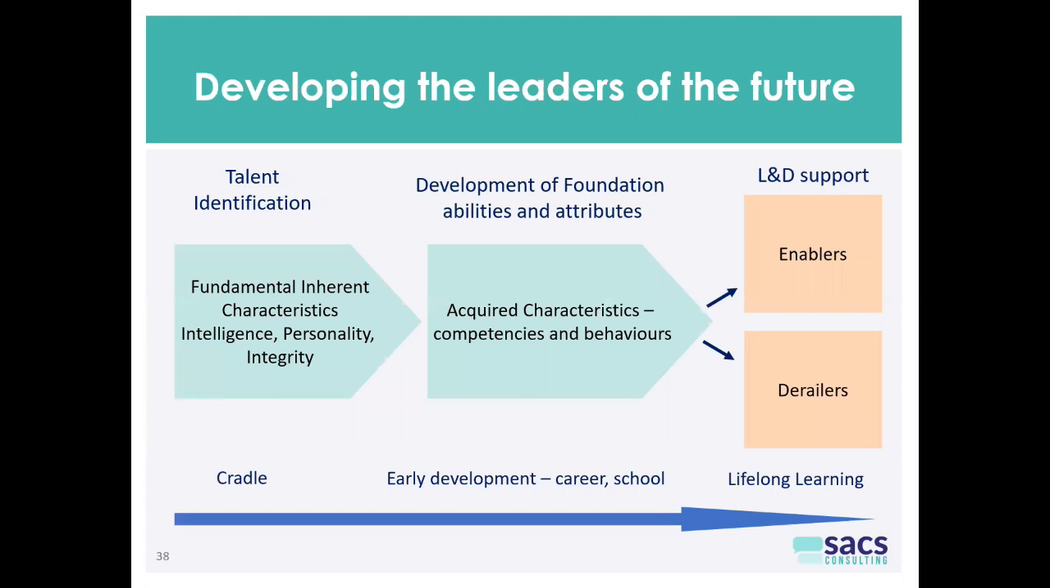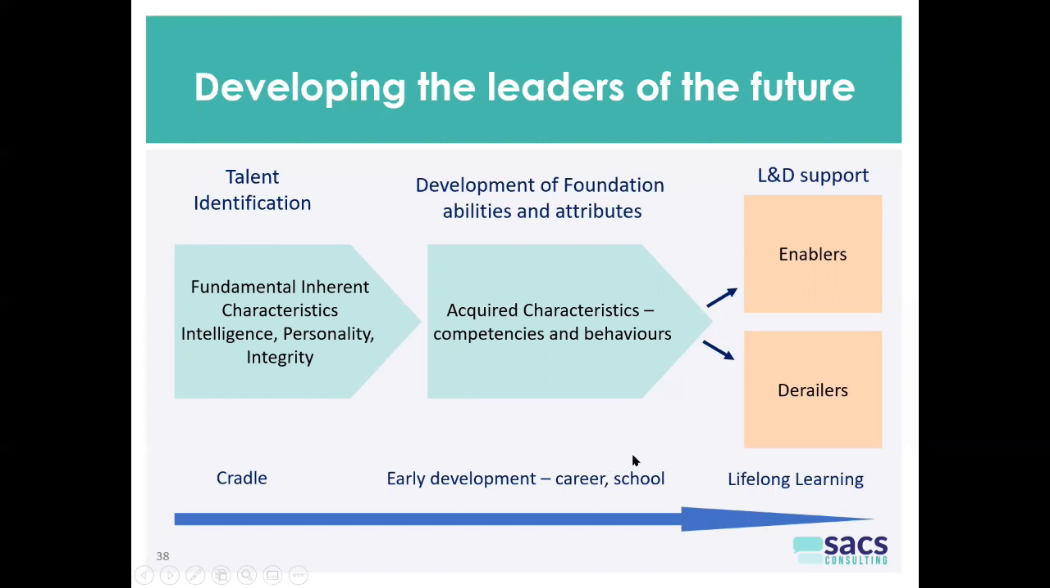So firstly, this diagram talks about the process of developing leaders of the future. And of course, there's a talent identification process in this. And so we identified for you how to recruit people who are likely to be LOFs, as we call them, leaders of the future, rather than SPOHs, safe pair of hands. And so fundamental inherent characteristics like cognitive ability, personality, integrity, and also a person's value sets can be very important in talent identification. And those things are acquired in the cradle, and some of them are acquired before the cradle because they are largely genetic.